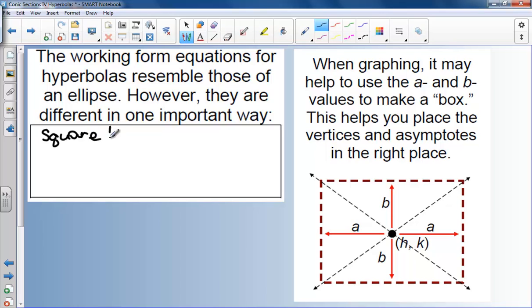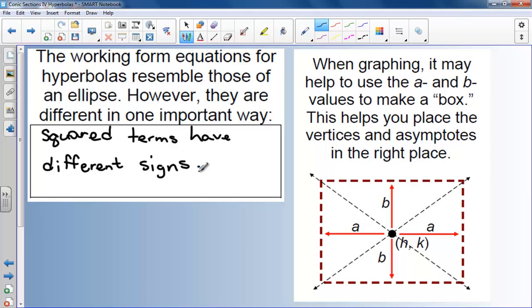So in a hyperbola, the squared terms have different signs. So in other words, one of my squared terms is going to be positive, and one of my squared terms is going to be negative. So I could have an x squared that's positive and a y squared that's negative in my equation, or I could have an x squared that's negative and a y squared that's positive. And we'll look at how to graph each one of those and how it changes the graph.